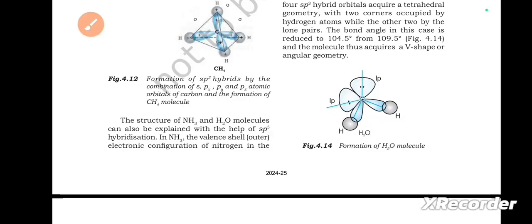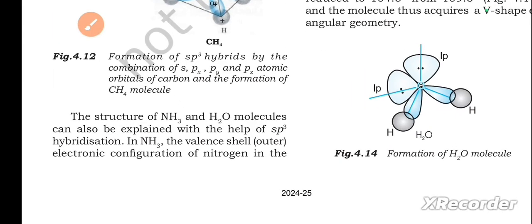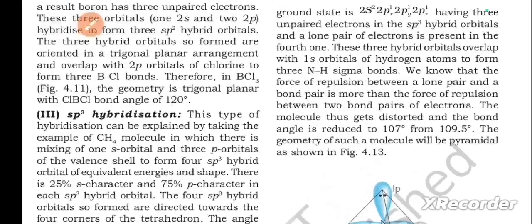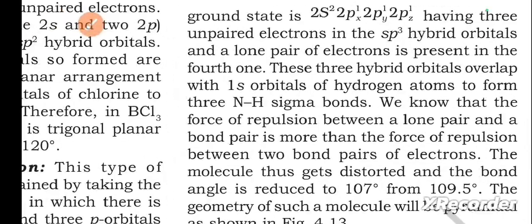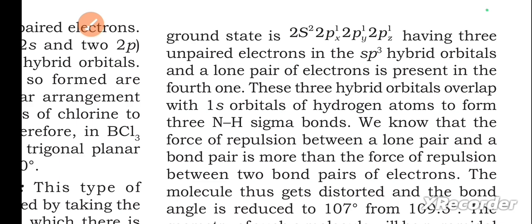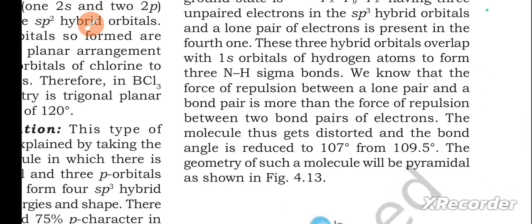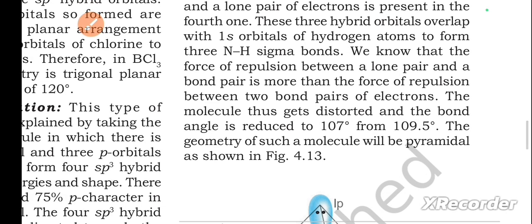Next, the structure of NH3 and H2O molecules can also be explained with the help of sp3 hybridization. In NH3, the valence shell outer electronic configuration of nitrogen in the ground state is 2s2, 2px1, 2py1, 2pz1, having 3 unpaired electrons in the sp3 hybrid orbitals, and a lone pair of electrons is present in the fourth one. These 3 hybrid orbitals overlap with 1s orbitals of hydrogen atoms to form 3 N-H sigma bonds.